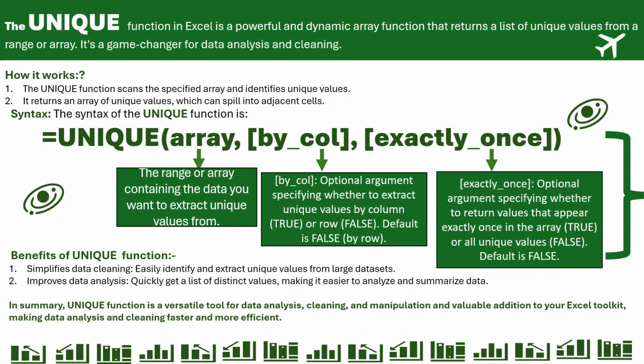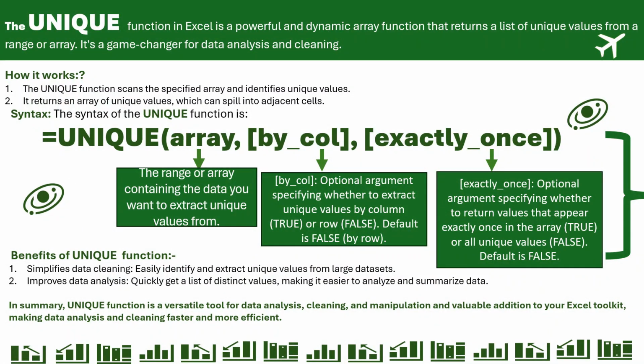So let's understand what the arguments are. Array: the range or array containing the data from which you want to extract unique values. By_col: an optional argument specifying whether to extract unique values by column, TRUE or FALSE. FALSE is the default. Exactly_once: also an optional argument specifying whether to return values that appear exactly once in the array, TRUE or FALSE. FALSE is the default.